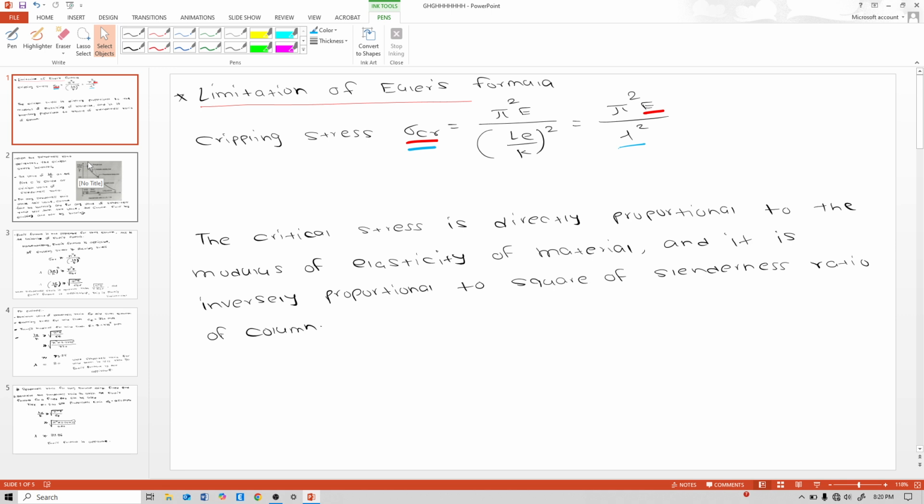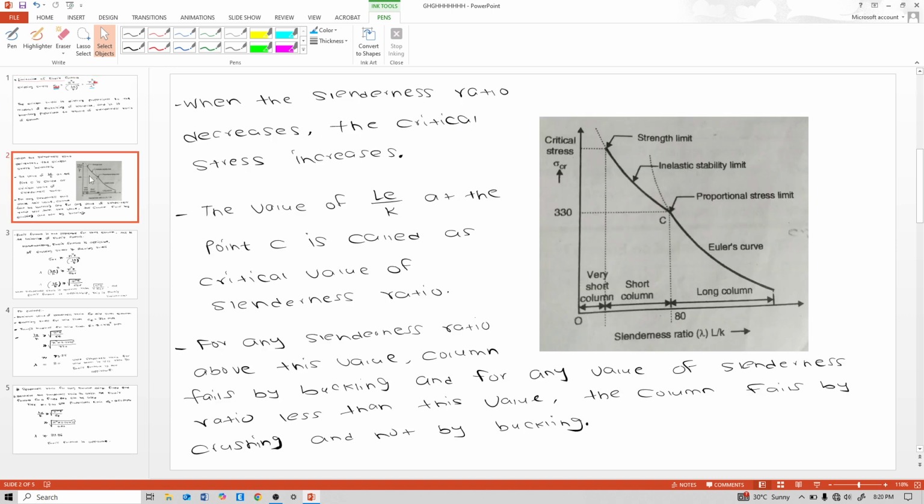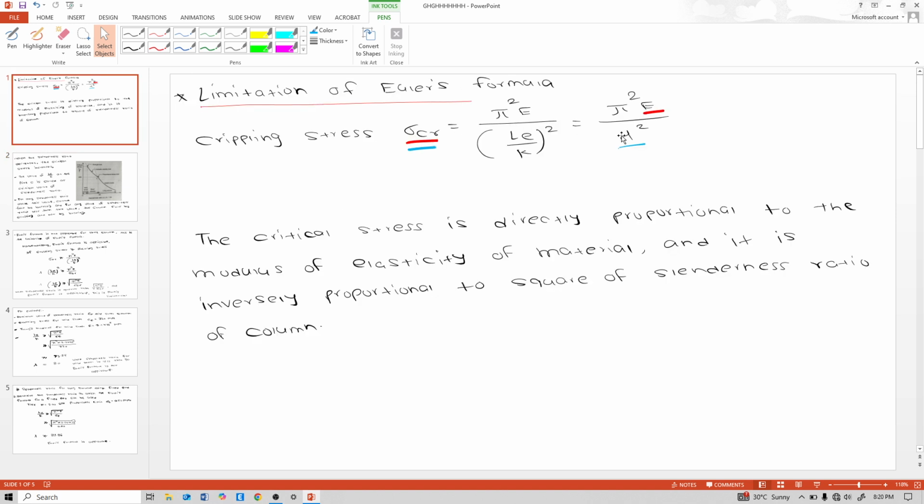And slenderness ratio is inversely proportional. That means if slenderness ratio increases, critical stress proportionally decreases. Inverse relation between both of these. So see this, first read. When the slenderness ratio decreases, the critical stress increases. That we saw. When the slenderness ratio decreases, critical stress increases, because the relationship between them is inversely proportional.